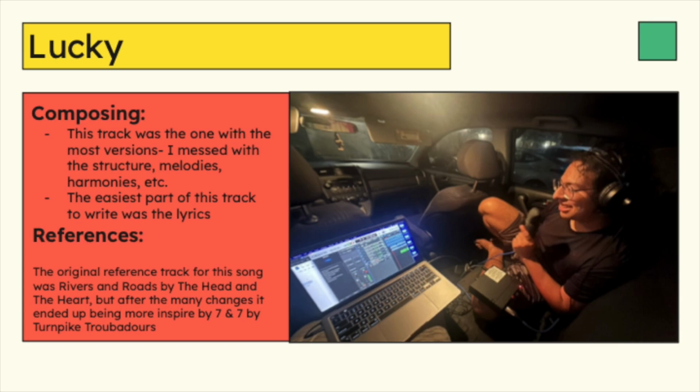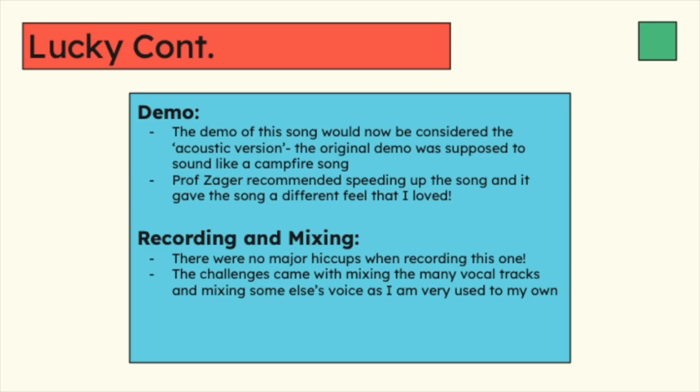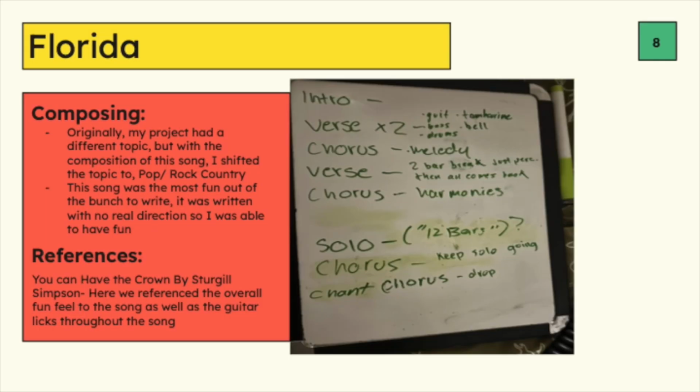The third track, Lucky, is actually the track that went through the most changes over time. It originally was a very pared down acoustic version of what it is now and was supposed to have a campfire sort of feel to it. But after messing around with changing the key, changing the tempo, I decided to speed it up, and it kind of has a jumpier, more fun overall feel to the song.